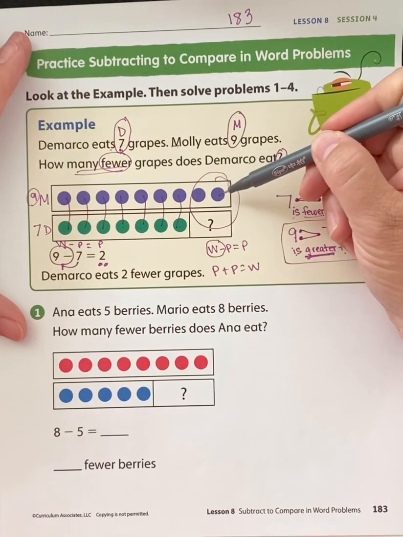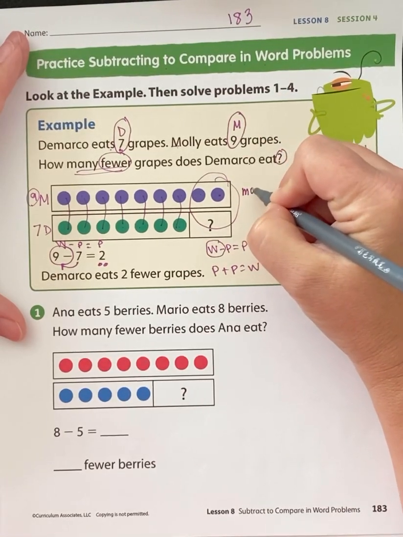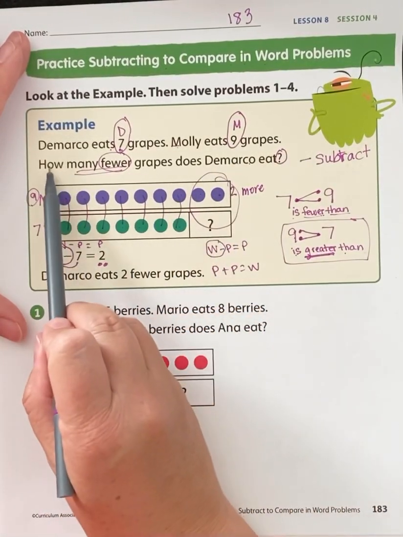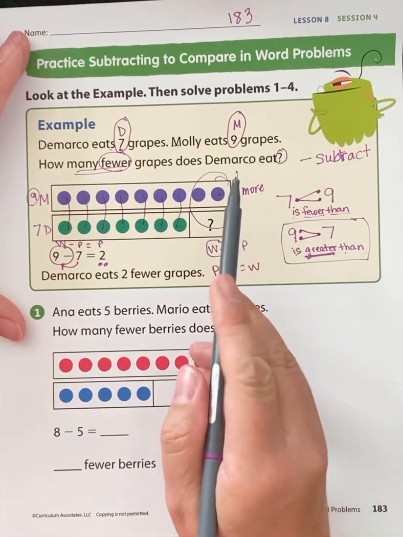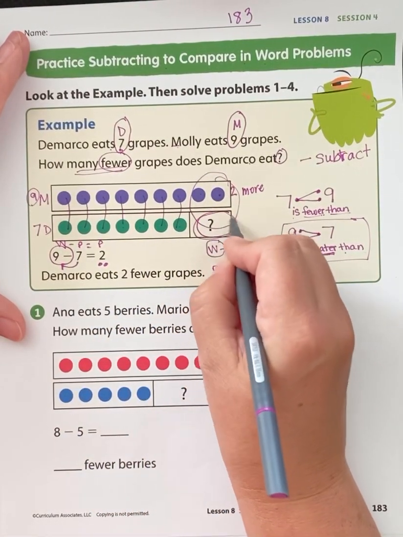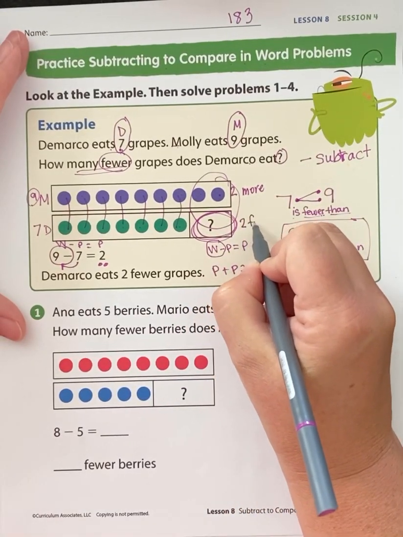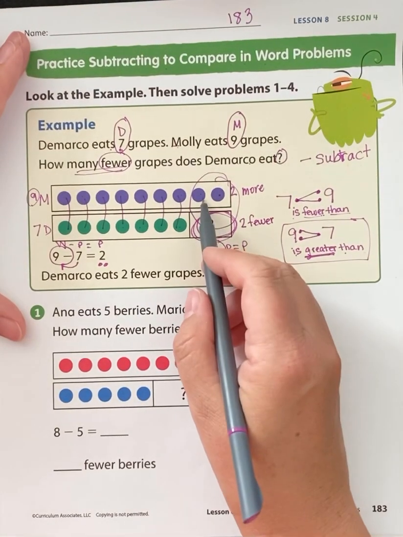So the 9, Molly had 2 more, but the question doesn't say who has more. It says how many fewer does DeMarco get? Well, the answer is actually the same. DeMarco has 2 fewer grapes, while Molly has 2 more grapes.